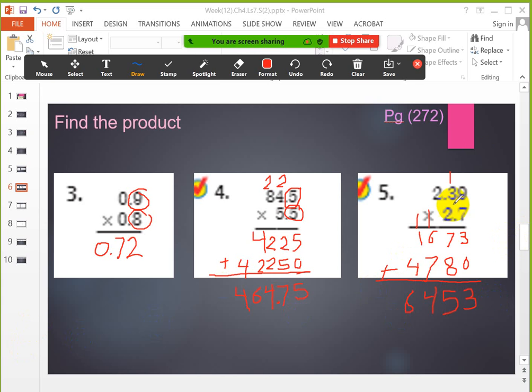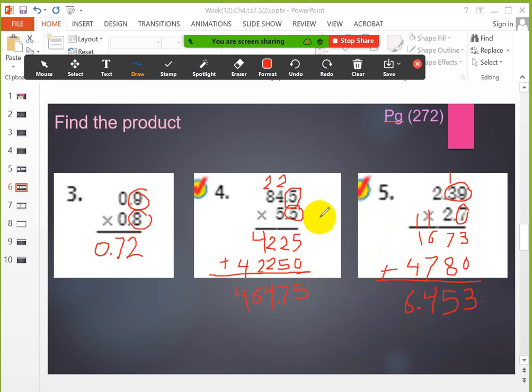Thank you, dear. So I have here, how many digits after the decimal point? I have 2, and here I have 1. That means I have 3 digits in the product. So the decimal point, I have to move it 3 digits, 1, 2, 3. So I have to put the decimal point here between 6 and 4. So the answer will be 6.453. Okay, girls?